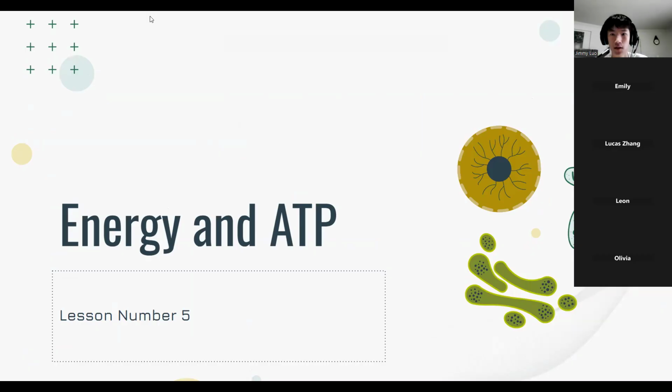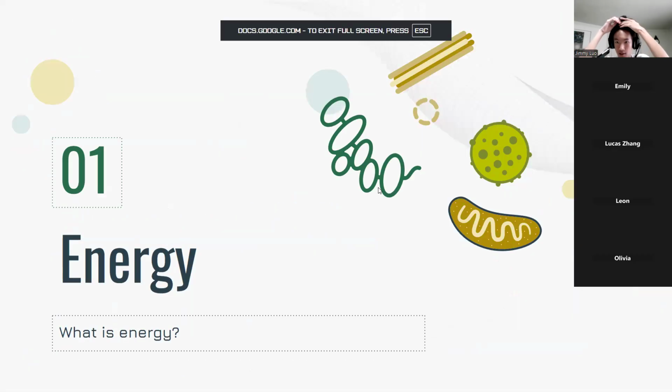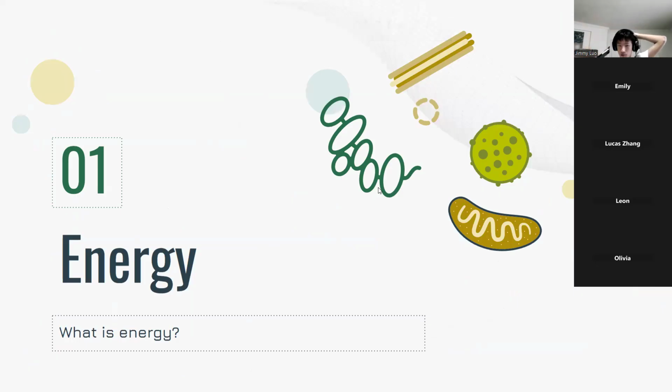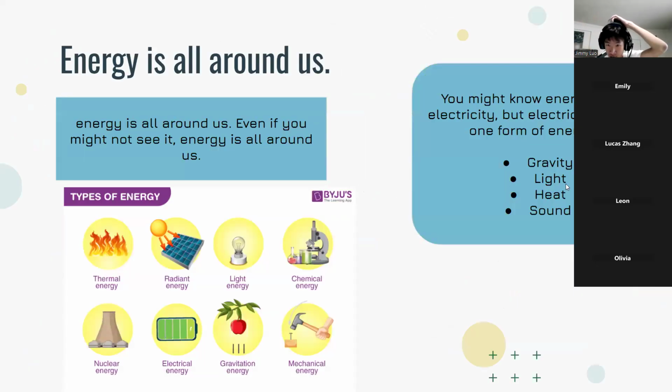All right, so let's move on. So what is energy? A lot of you have heard the word energy, but what really is energy? Energy is all around us, even if you might not see it.